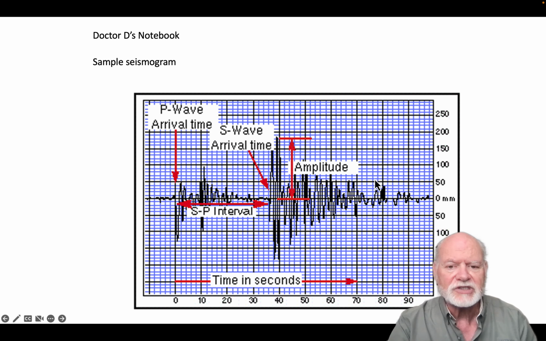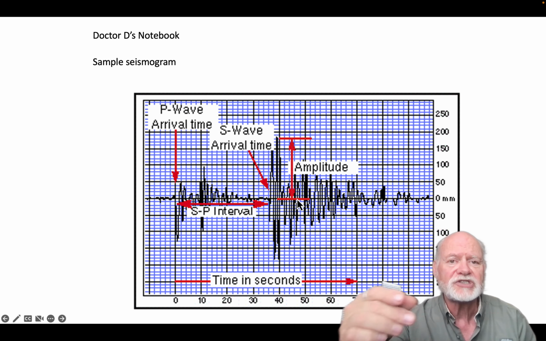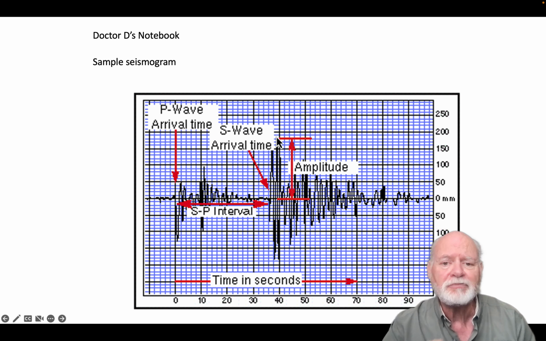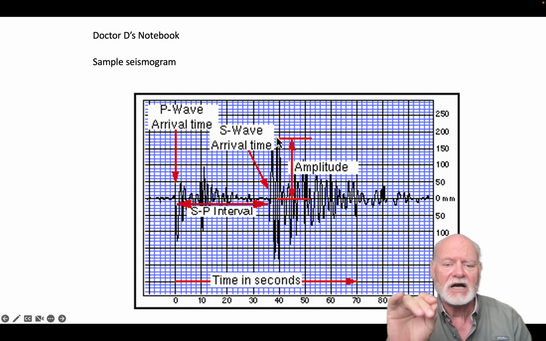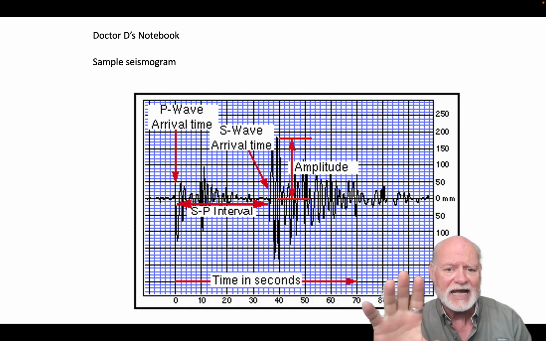The other thing to note is something called amplitude. Amplitude is a measure in millimeters on your seismogram of the ground motion. And that measurement in millimeters is from the still line, the 0 millimeter line, to the highest peak of the S waves that have come in. The highest peak, not the first one, but the highest one.